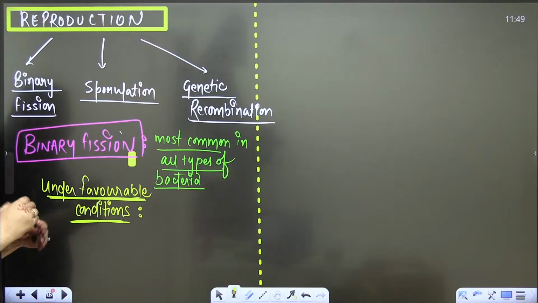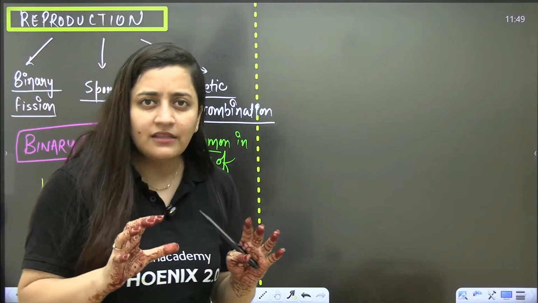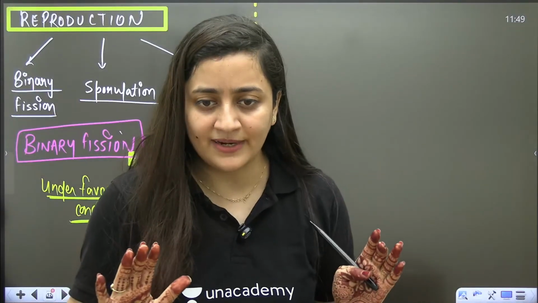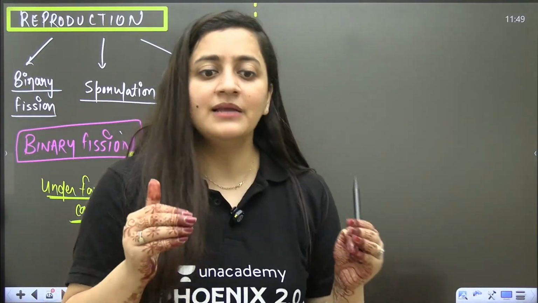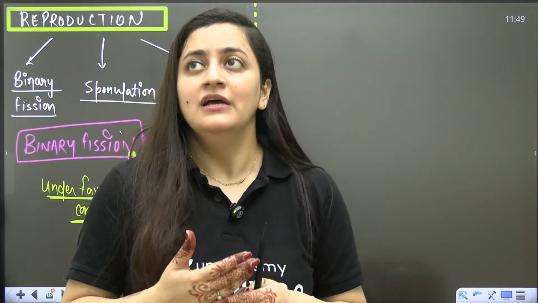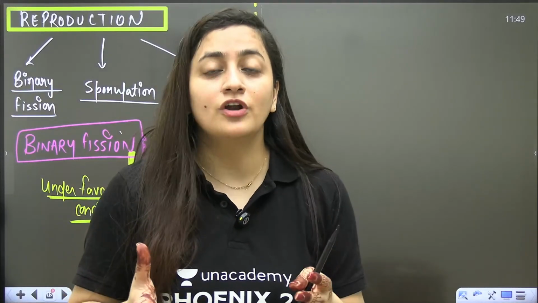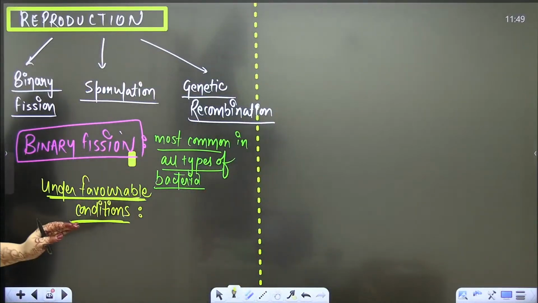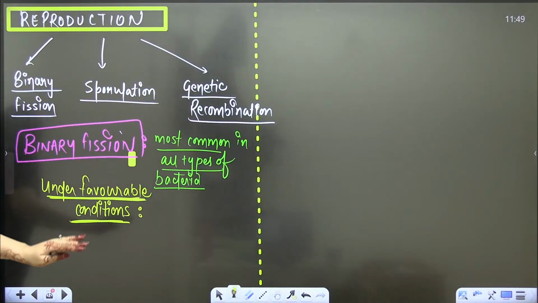See, when the proper temperature, the pH, everything is perfect for that bacterial growth. Sometimes, if the conditions are not favorable, the outside environment is not favorable for bacteria, then it will not divide. So when the conditions are favorable, it will divide. Is that clear?